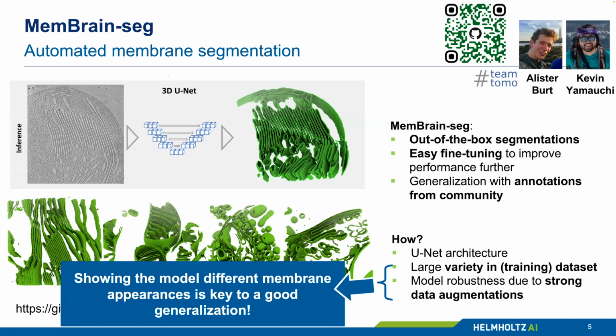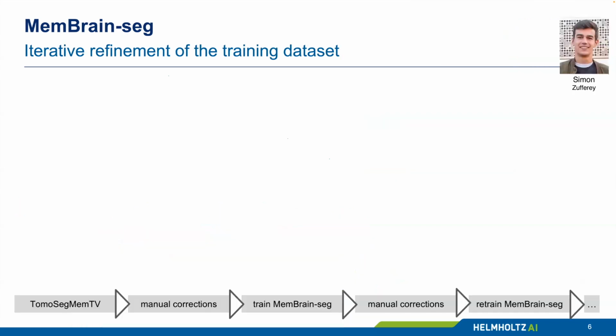So I would like to go a bit into detail of how we actually created these. And for the generation of the training data set, I have to give huge credit also to Simon here, who did a great job of annotating some of these patches. And there we followed this iterative approach. So we started with TomoSegMemTV to create some initial membrane segmentations, which were decent segmentations in many areas, but also had some limitations in other areas.